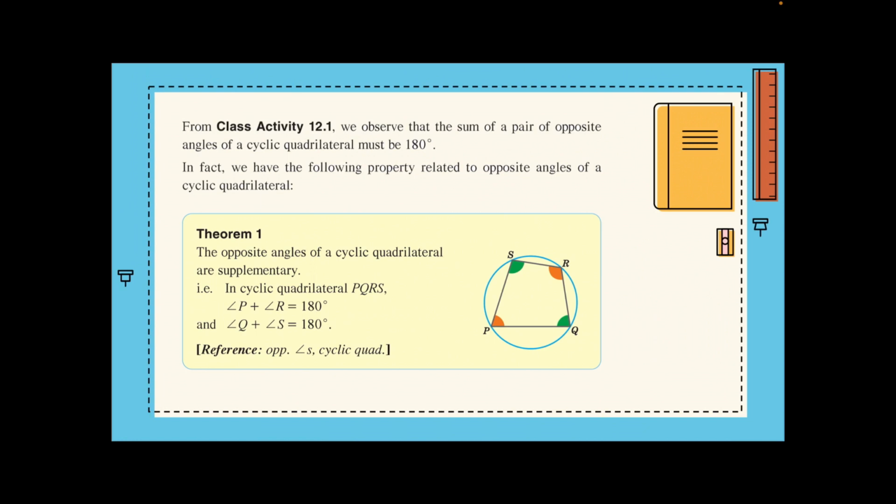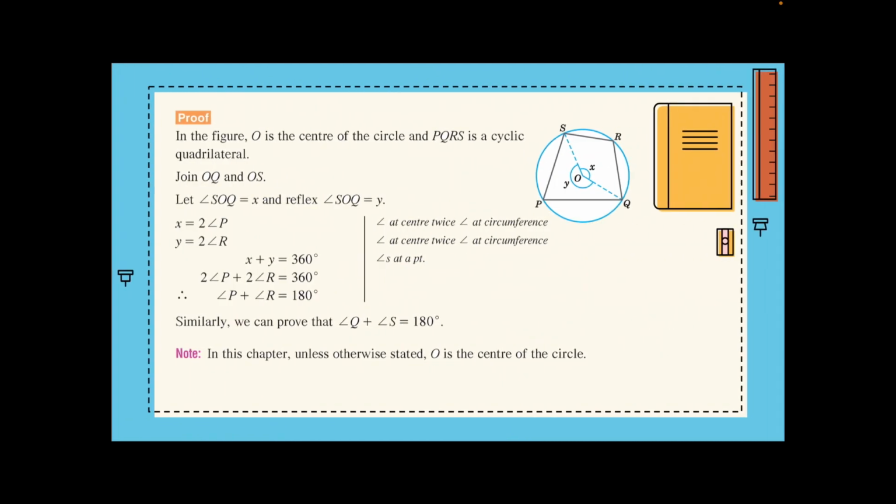But if you don't want to use the hands-on class activity to prove this theorem, then you can look at the next slide. In this diagram, you've got a cyclic quadrilateral because all 4 vertices of the quadrilateral lie on a circle. If we join the lines OQ and OS, we can see that X is equal to 2 times angle P, because of angle at centre twice angle at circumference.